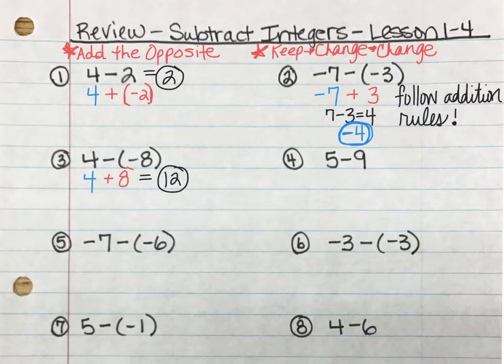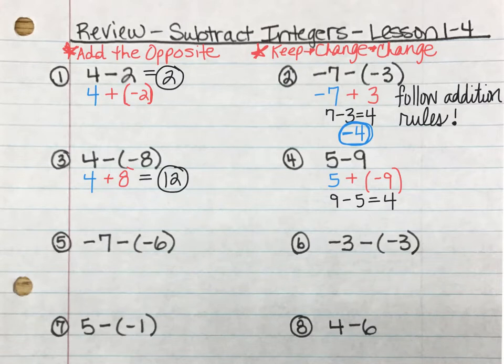So in this question, I would keep the first number. I'm going to change the subtraction sign to addition, and I'm going to change the number that follows into its opposite. Now, just like I did on question 2, I'm going to follow the rules for addition. Because I have two numbers with opposite signs, I actually subtract them.